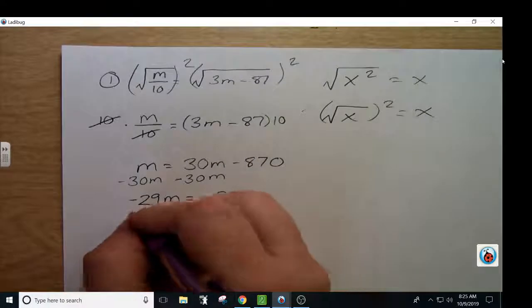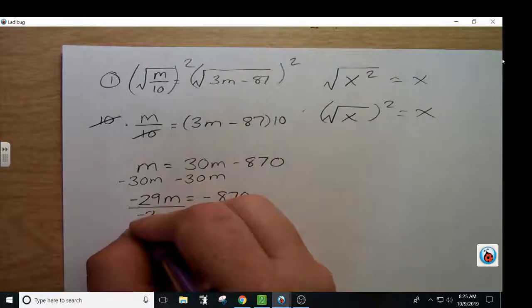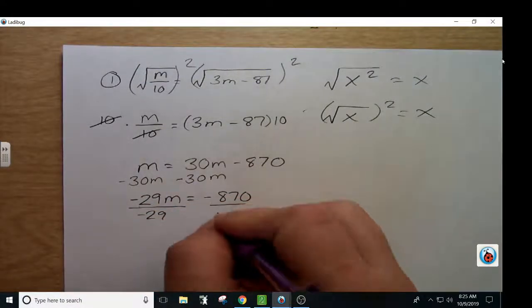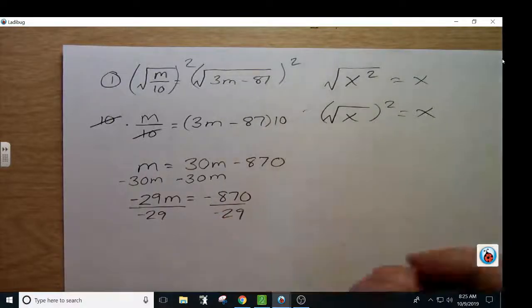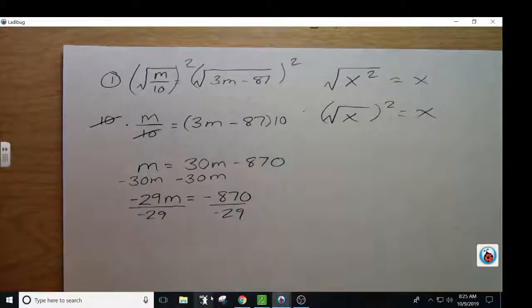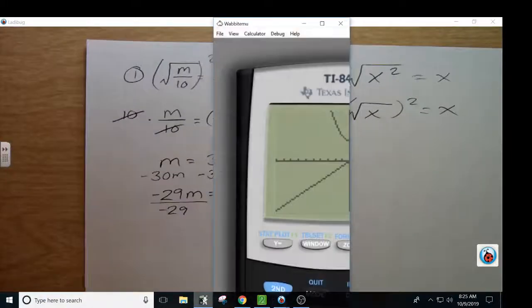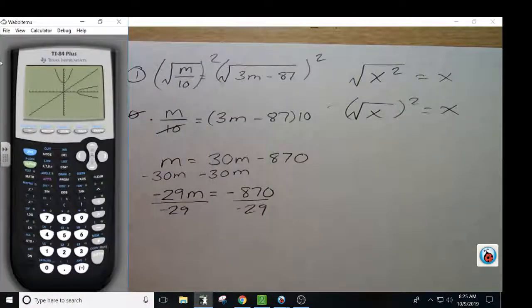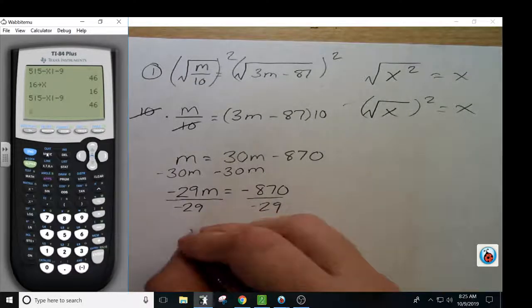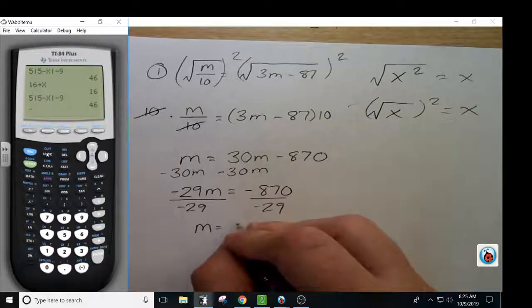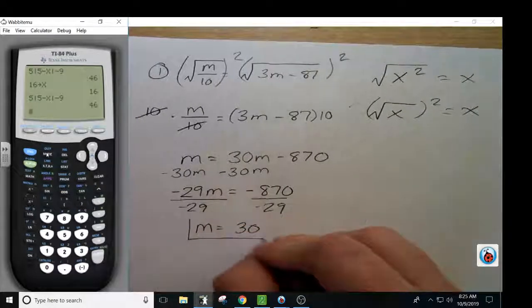And then, last but not least, we're going to divide. All right, so now, we're going to take our calculator. There ain't no telling what that calculator's going to like when I get it up here. Huh? 30? All right, so m equals 30.